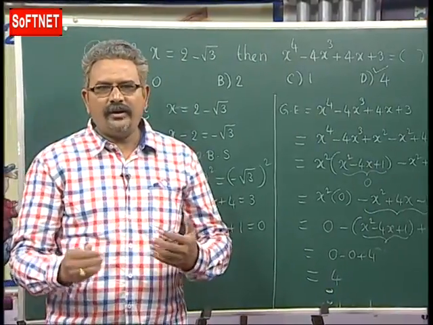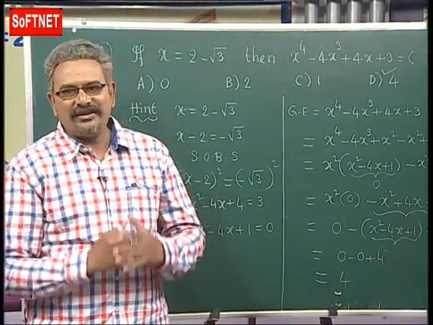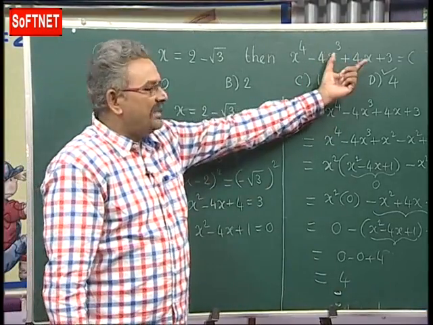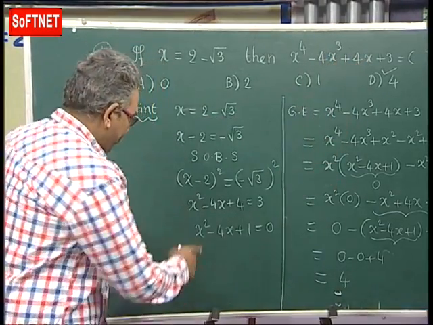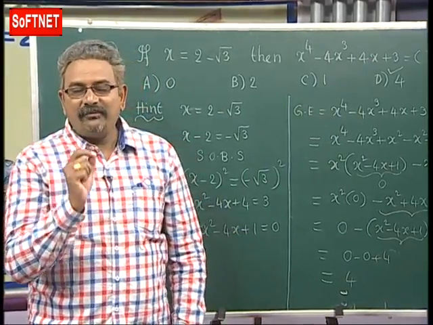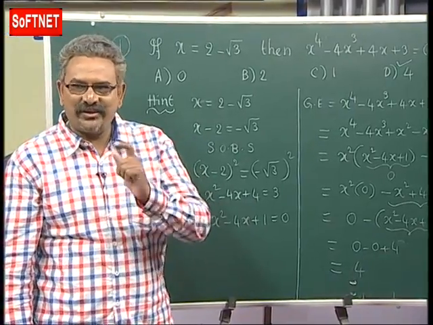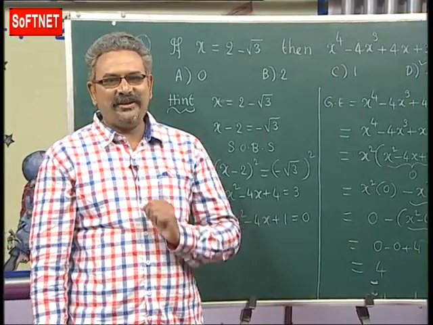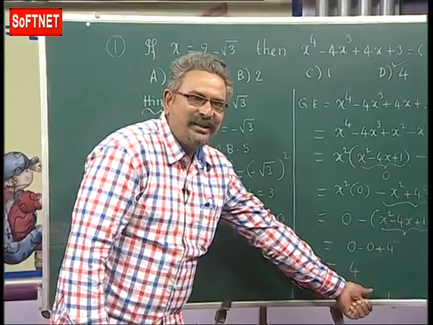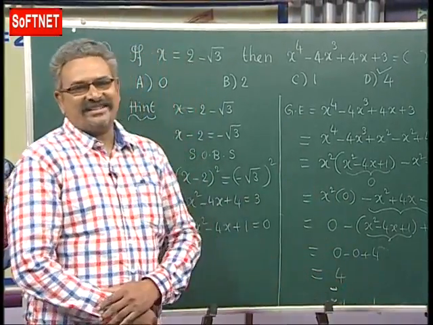If you want to find out the other method, simply divide the given expression by x square minus 4x plus 1, and whatever remainder you get, that will be the answer. Just try, definitely you will get the remainder 4 only. 4 is obviously our answer.